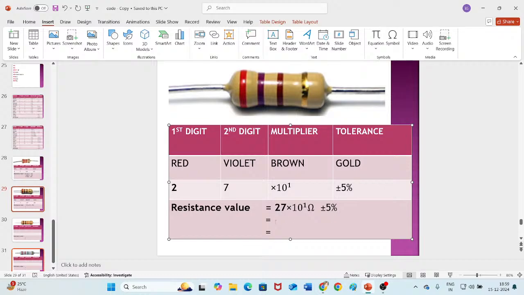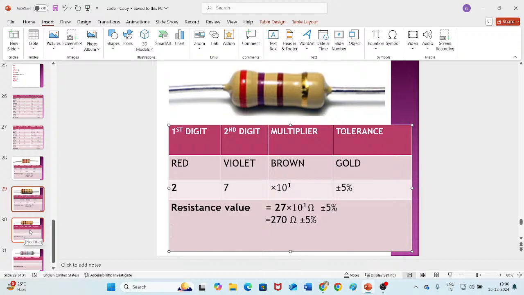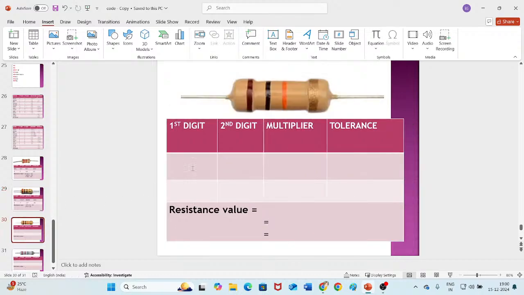So what is it now? 270, 270 ohms. So red, violet, brown is 270 ohms. Okay, so let us solve one more. Let us calculate the resistance for one more.